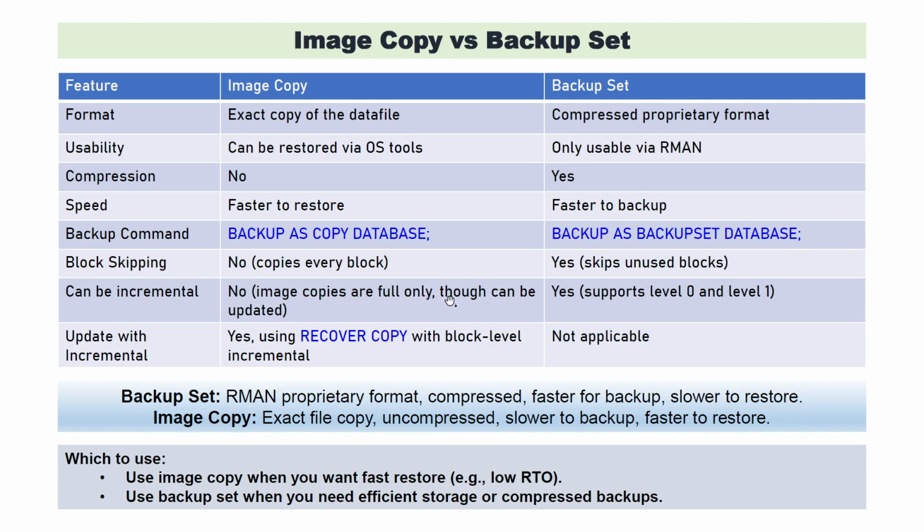Image copies are full only, though they can be updated. So when you take another level 1 backup, you can use that particular backup to update your base backup. So you have the latest backup, so you can use it for faster recovery.